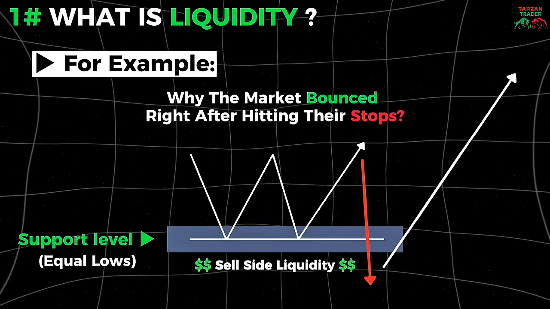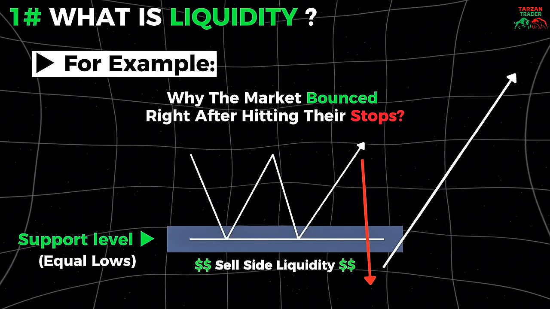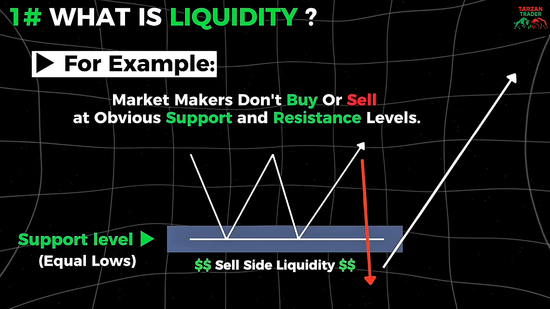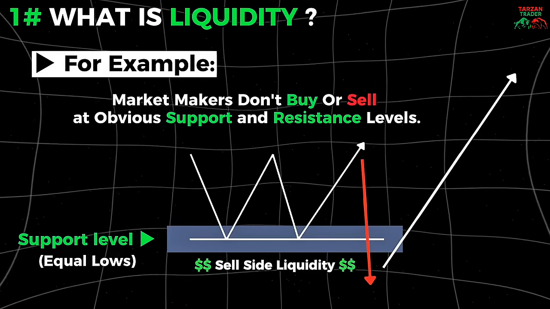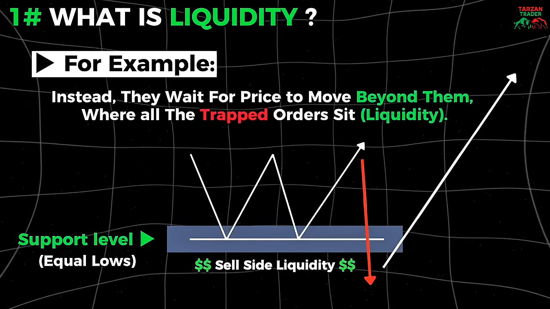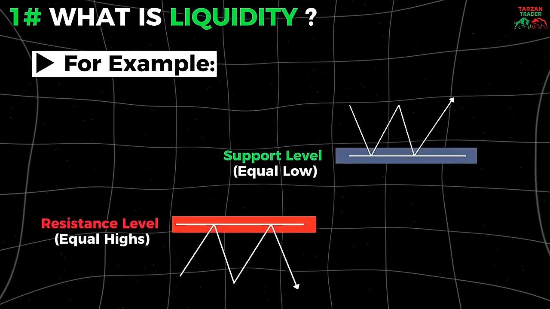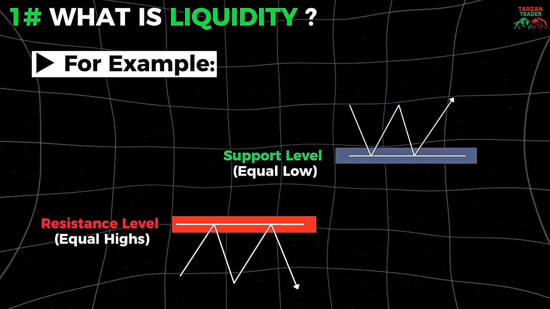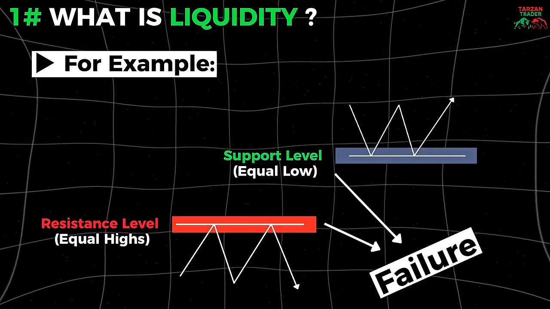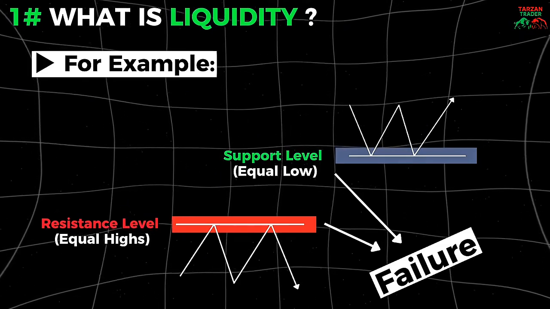So while retail traders are taught to buy support and sell resistance, the harsh reality is that this common approach has a major flaw. The true market movers, institutional participants, rarely enter at those obvious levels. Instead, they wait for price to move slightly beyond them where all the trapped orders sit. That's why buying from equal lows and selling from equal highs often leads to failure, because those zones are magnets for liquidity grabs, not safe entry points. The same concept applies when we look at trend lines.